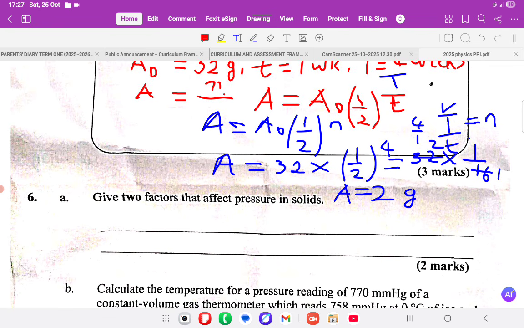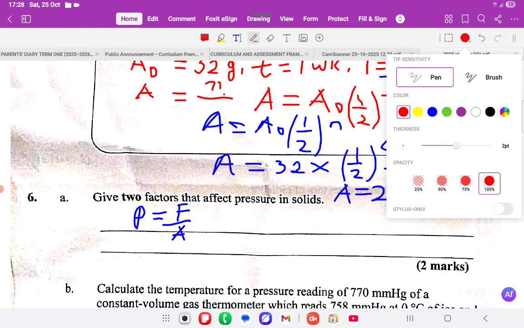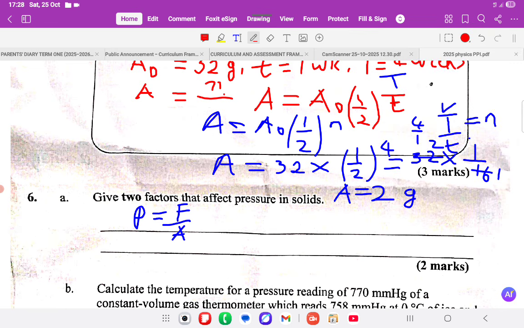Let's move on to question number 6. Give 2 factors that affect pressure in solids. First, remember the meaning of pressure. Pressure is simply equal to force divided by area. That means the size of P, the pressure, will depend on the size of the force and the area of contact between the surfaces.